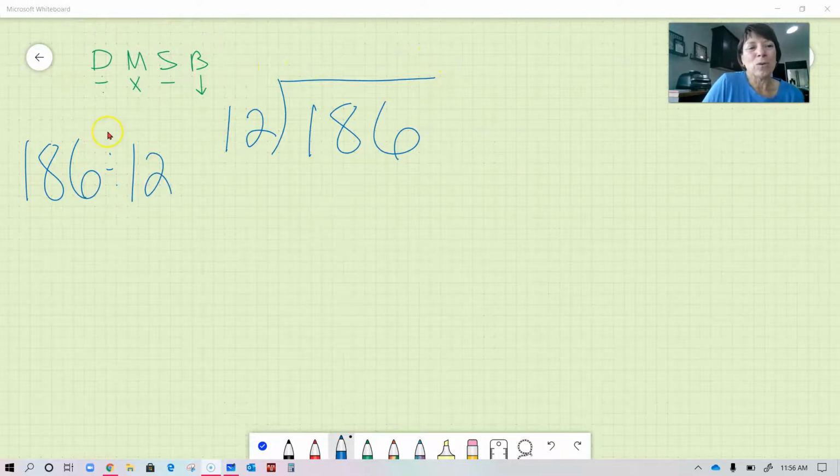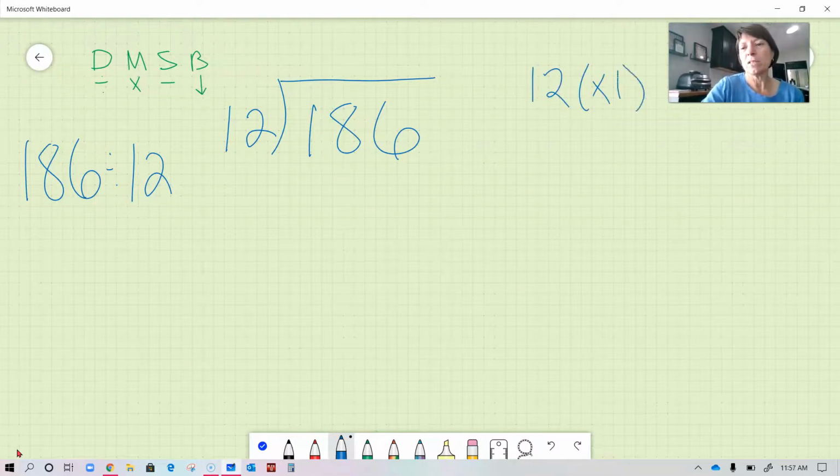So again, we're going to follow this pattern: first divide, then multiply, then subtract, then bring down. But remember, what we're going to do now is list the multiples of 12 first, and then we will start our division problem. All right, so the first multiple of 12 is 12. That would be 12 times 1, right? So let's start our list over here.